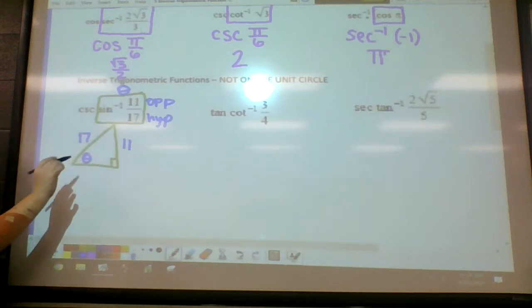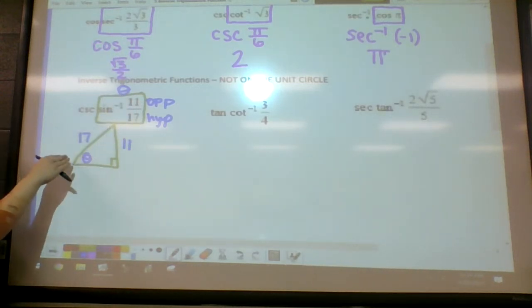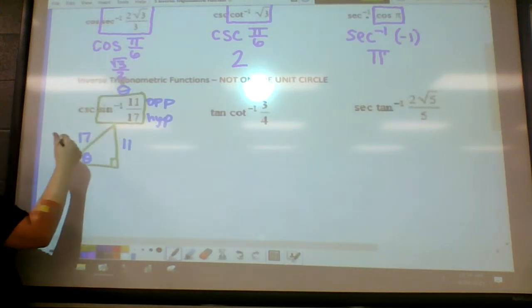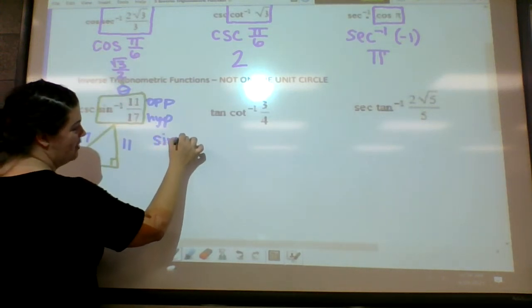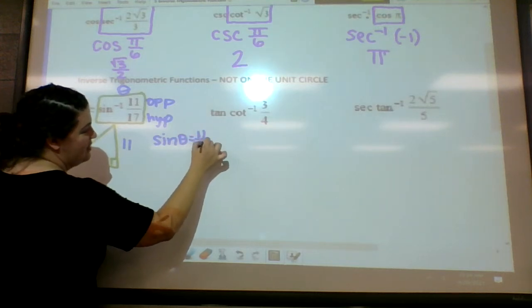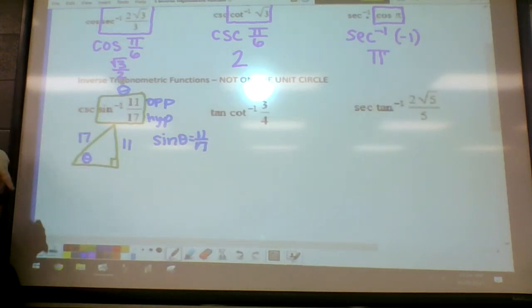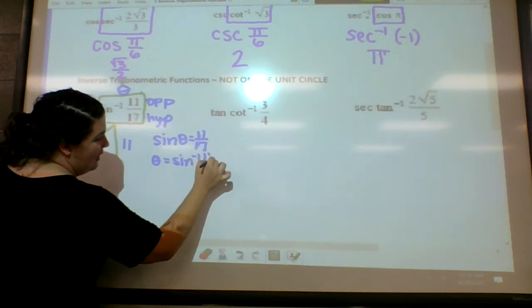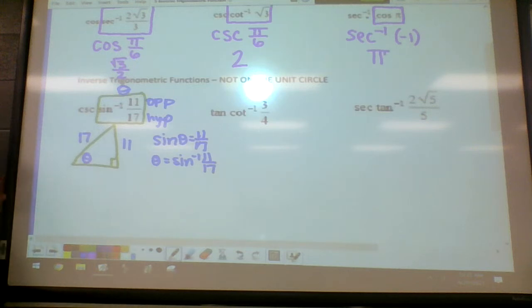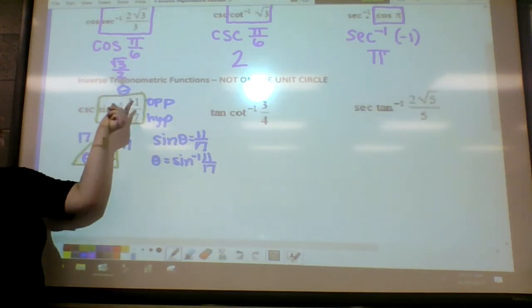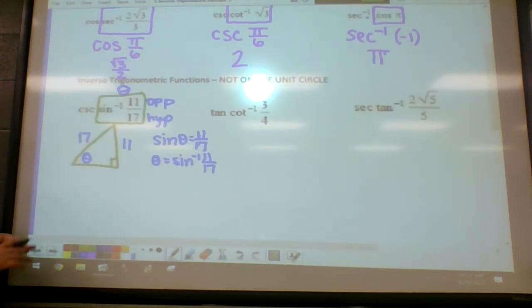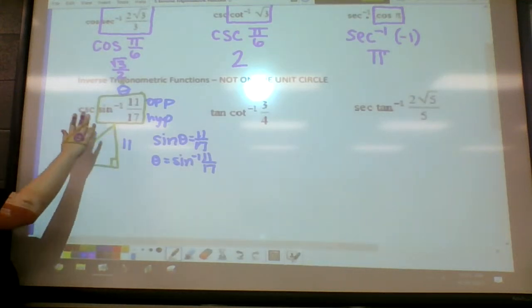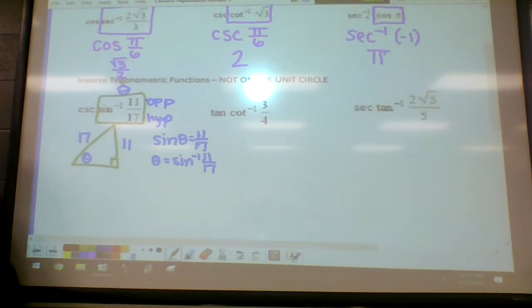So when we say sine inverse 11 over 17, this whole thing is referring to the angle that we picked. So this angle here is the same as sine inverse of 11 over 17. What we could say is sine of theta is 11 over 17, and theta is the sine inverse of 11 over 17. So this first piece is setting up your triangle. This is the angle we have, this is 11, this side 17. We use that to set it up.